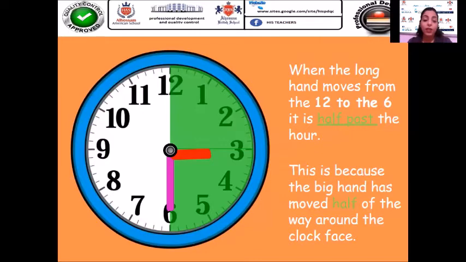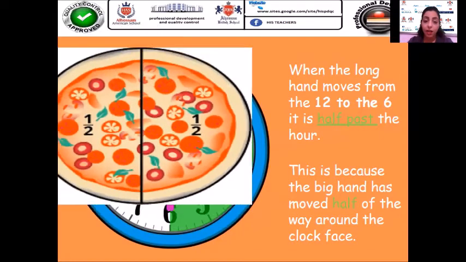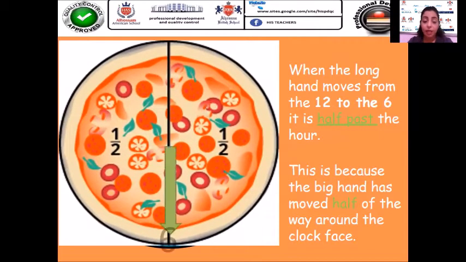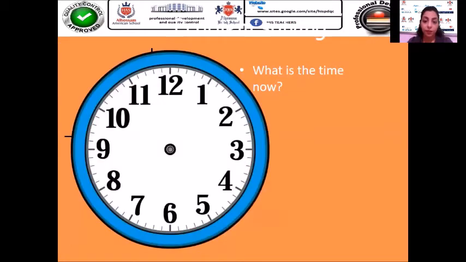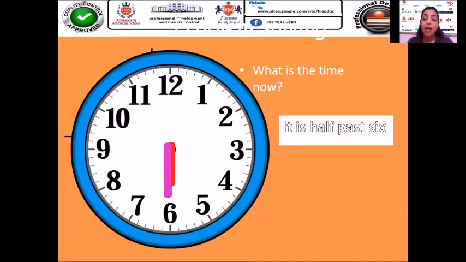Do you remember when I told you whenever you see the minute hand points to 6, it's half past? And I remember that I gave you this example. So this is the half of the pizza, right? Just remind yourself whenever you see the minute hand points to 6, like that, it's half past. Then look at the hour, 6. So the time is half past 6.